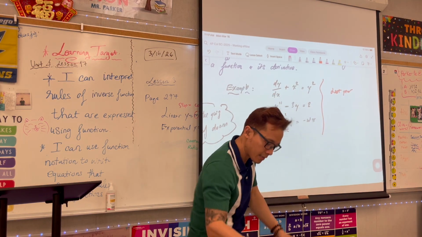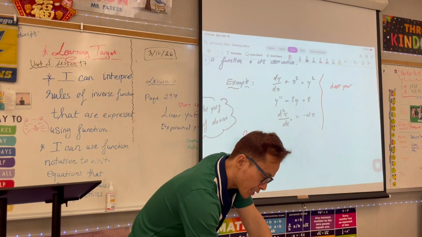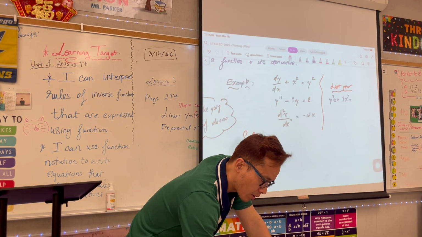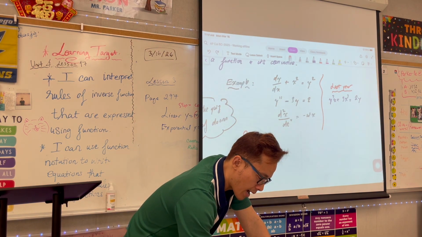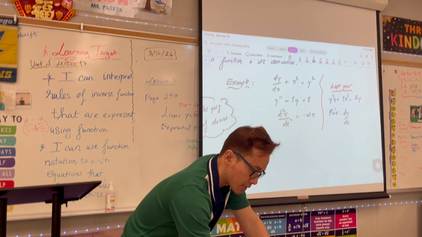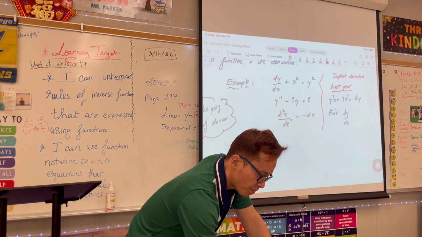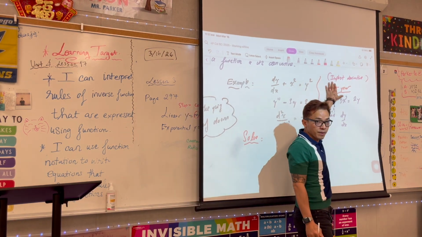Last year, this is the one from last year. I give you something like y squared x plus 3x squared cubed equal to 2y, and find dy dx. That's what we did last year. Implicit derivative. Does it ring any bell from last year?